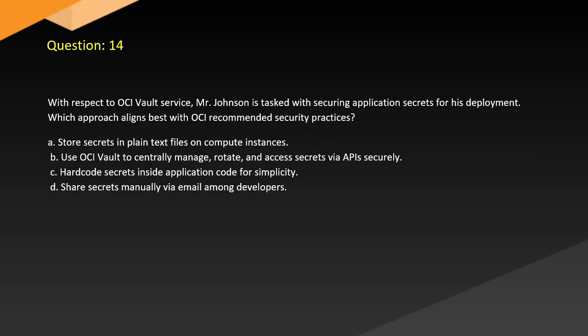Question 14. With respect to OSI Vault service, Mr. Johnson is tasked with securing application secrets for his deployment. Which approach aligns best with OSI recommended security practices? A. Store secrets in plain text files on compute instances. B. Use OSI Vault to centrally manage, rotate, and access secrets via APIs securely. C. Hardcode secrets inside application code for simplicity. D. Share secrets manually via email among developers.